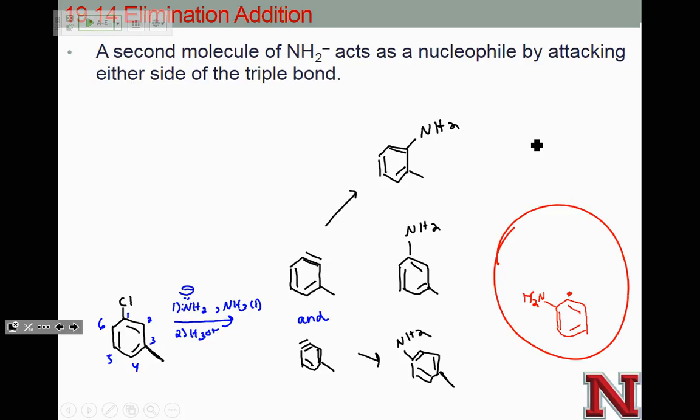Here, the methyl is ortho to the NH2. Here, the methyl is meta. And here, the methyl is para. That's 3 different compounds. They would have 3 different names, so you would have to represent them. And unless there's a lot of reasons for this position to be blocked by sterics, and there's not really, then you would get all 3.